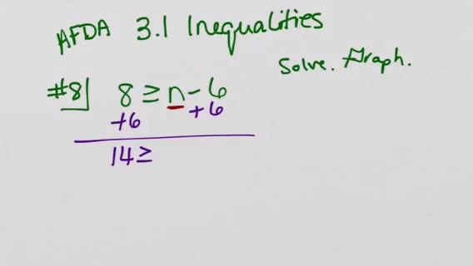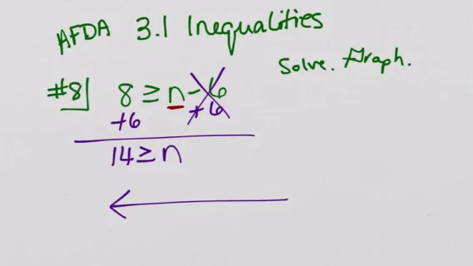And then my inequality sign does not change because I didn't do our special rule where we add or multiply or divide by a negative number on both sides to flip it. Here I was just adding, so I'm good there. Additive inverses on the right, the 6's go away, and I get n over here. So 14 is greater than or equal to n.